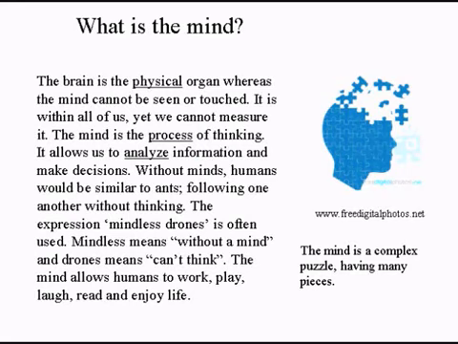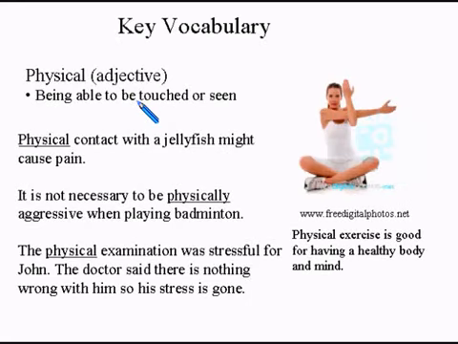The first word is physical. It's an adjective that means being able to be touched or seen. So, physical contact with a jellyfish might cause pain. So if you take your hand and you touch the jellyfish, ow, it might shock you. It is not necessary to be physically aggressive when playing badminton.